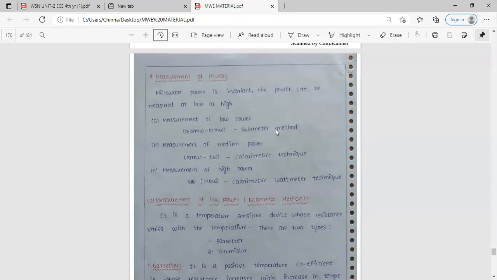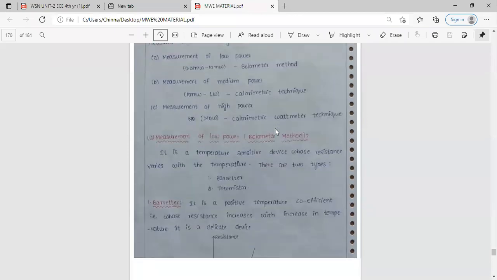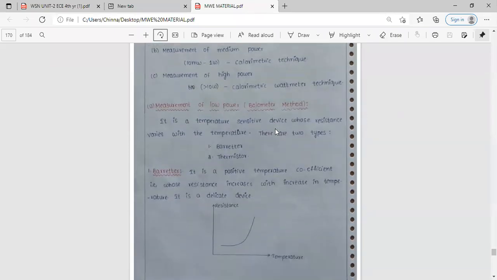It is a temperature sensitive device whose resistance varies with the temperature. So we have two types, varistor and thermistor. Varistor has a positive temperature coefficient, thermistor has a negative temperature coefficient. With a varistor, the resistance increases with an increase in temperature, and that is its major importance. As for the thermistor, it is quite opposite to the varistor.